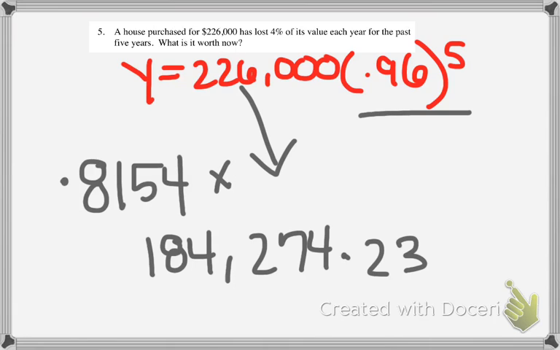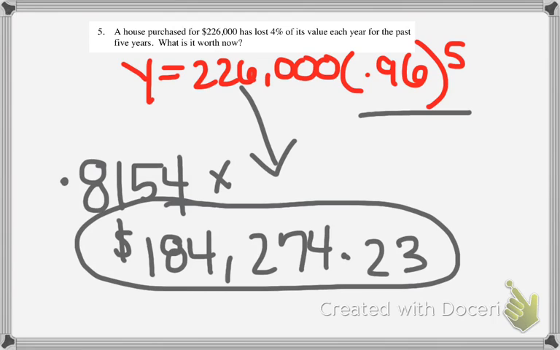$184,274.23. And in relation to this equation, we're looking for price, and that's the value. So we're putting a money sign there. And our final answer is $184,274.23. That's how much the house is going to cost 5 years from now.